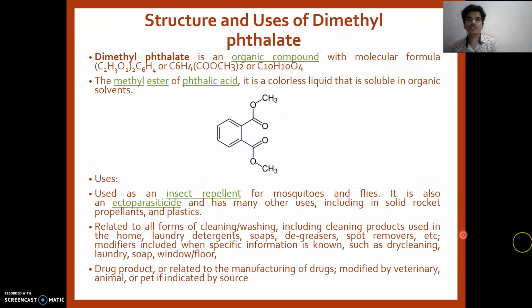Then the structure and uses of dimethyl phthalate. Dimethyl phthalate is an organic compound. The formula is C10H10O4. This is its structural formula, and it is the methyl ester of phthalic acid. It is a colorless liquid and soluble in organic solvents. It is used as an insect repellent for mosquitoes and flies, and also against ectoparasites. It has many other uses, including solid rocket propellants and plastics.